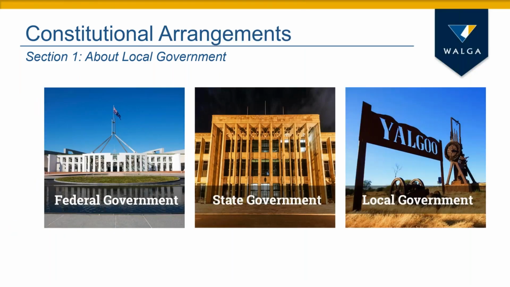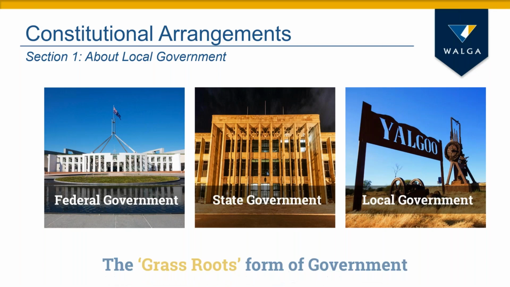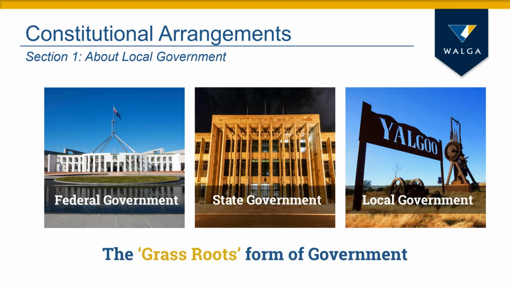There are 3 spheres of government in Australia. There's 1 federal government, 8 state and territory governments, and 537 separate and distinct local governments throughout Australia. Because local government makes decisions about so many things that affect our everyday lives, it is often described as the sphere of government that is closest to the people, the grassroots form of government.